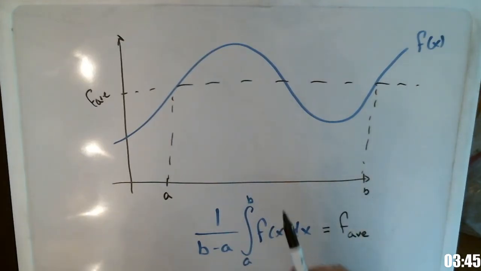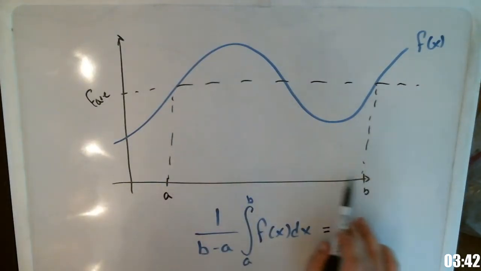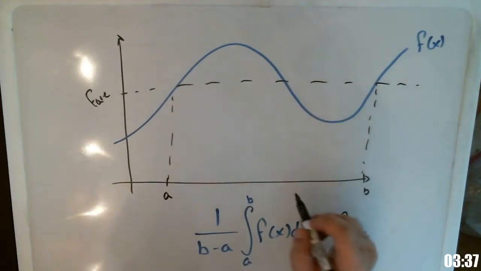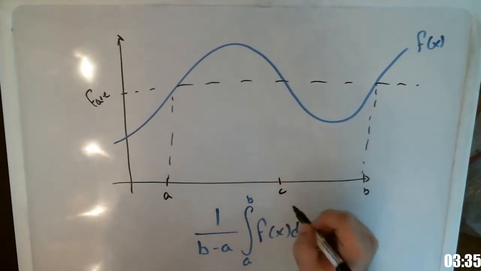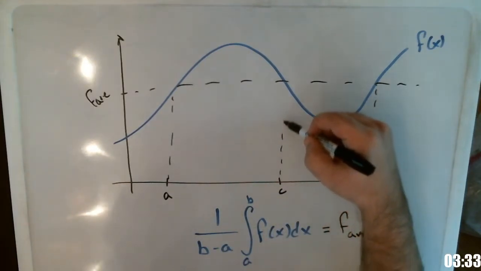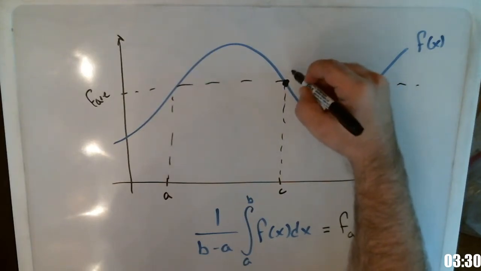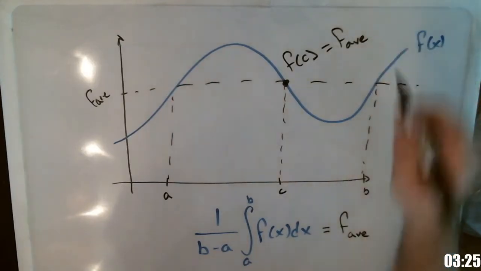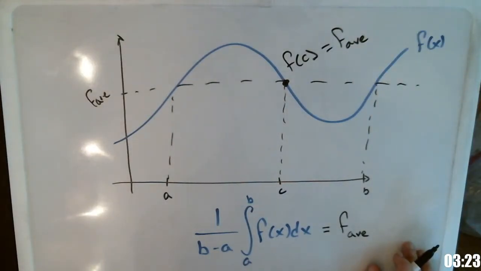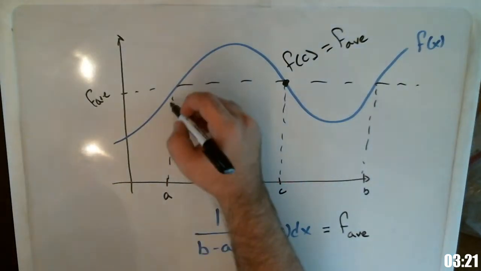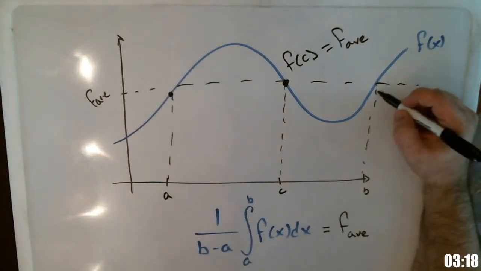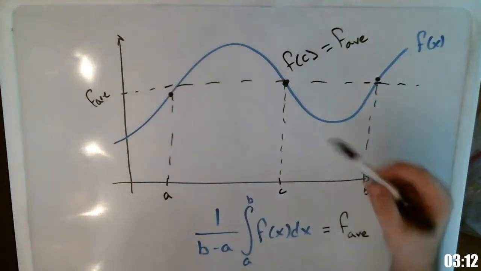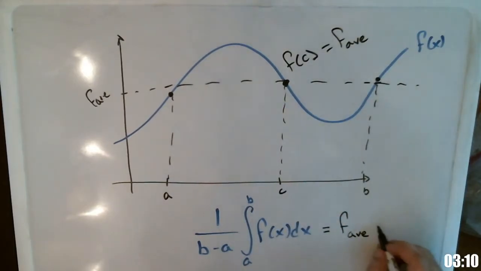Now, what the mean value theorem says is that somewhere in here, not really sure where it is, actually, I know exactly where it is, there is a value c such that f of c is the same as f sub av. So if I want to make this clear, here's f of a, and here's my f of b, let's say. Neither one is exactly the average there, but this value c, this exists.